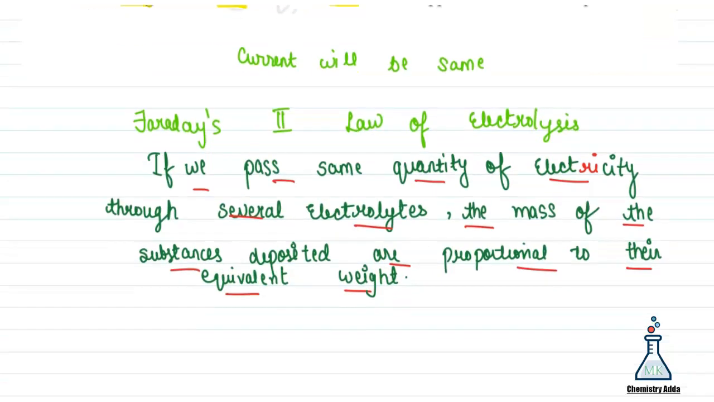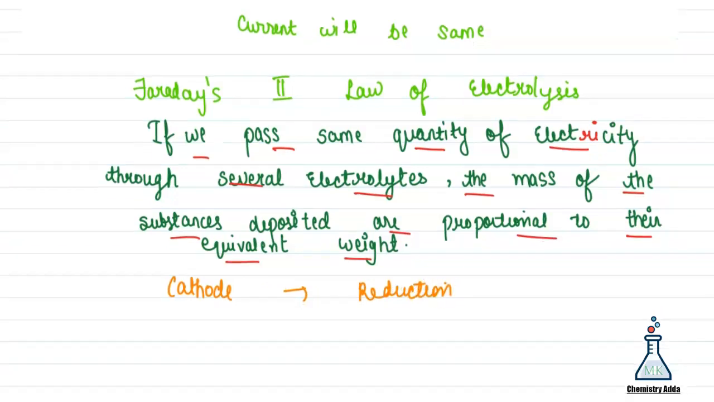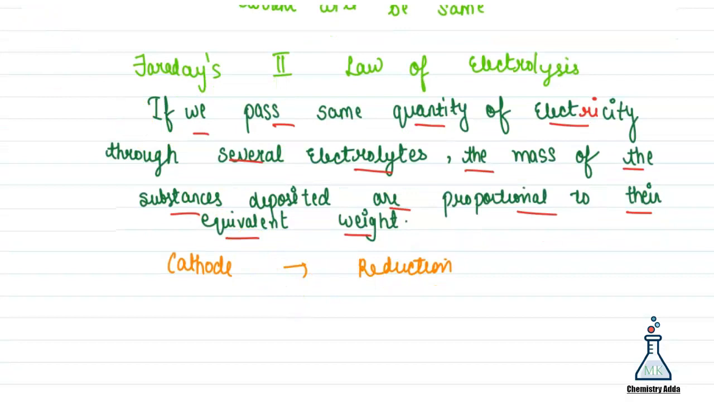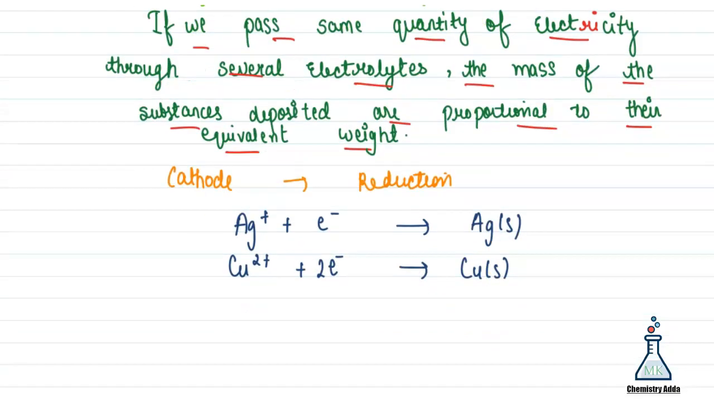Now we have three salts, and at the cathode what happens is reduction. What are the three cations that are going to get reduced? First is our silver cation, Ag+ will get reduced to Ag metal. Similarly, our copper cation will get reduced to solid copper. And finally, zinc cation will get reduced to zinc metal.